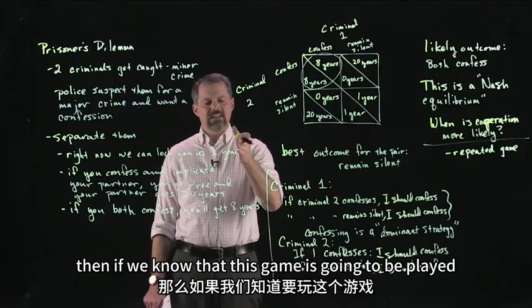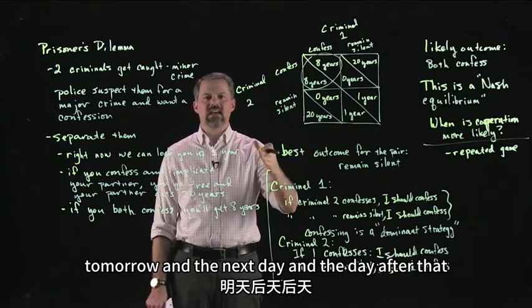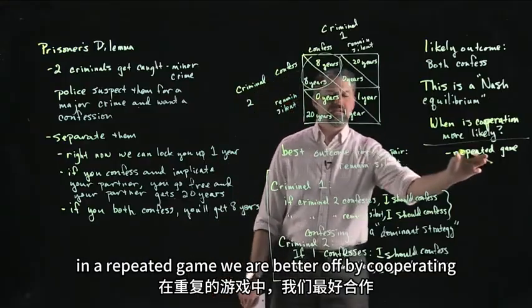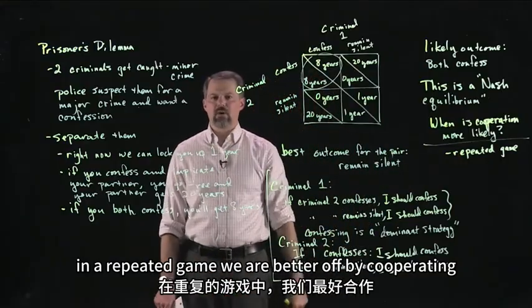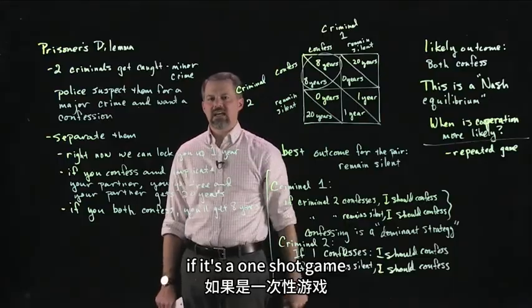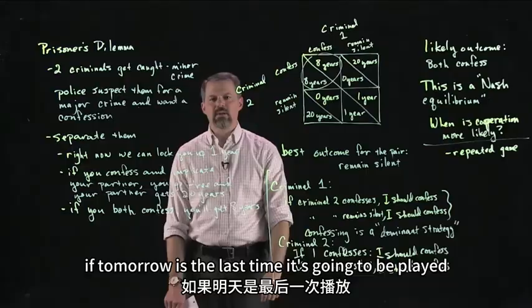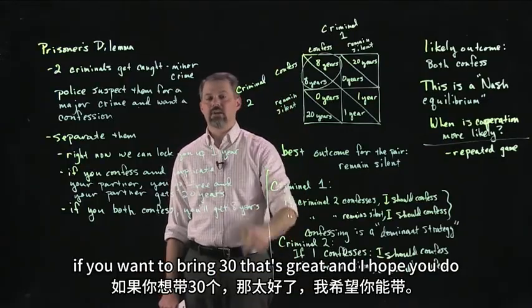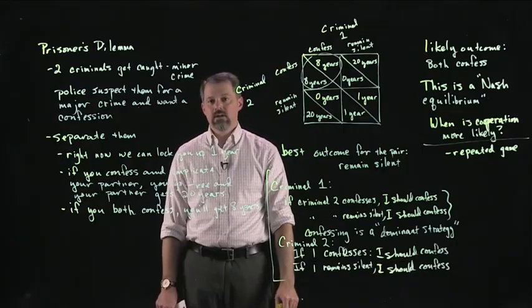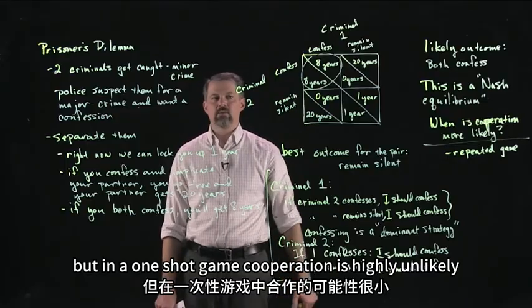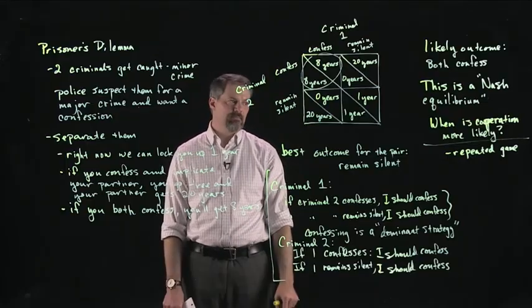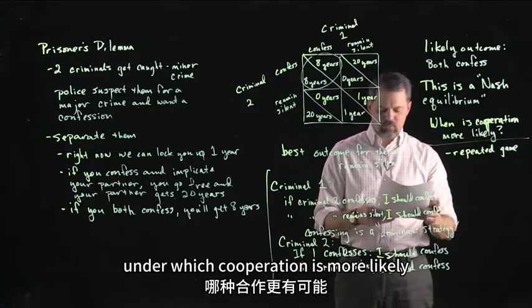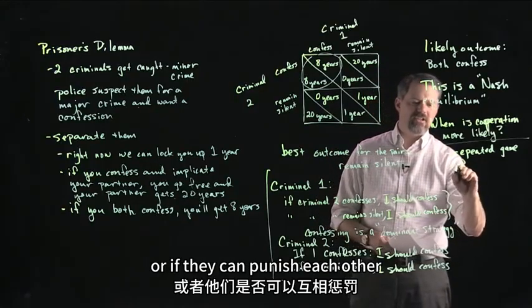Then if we know that this game is going to be played tomorrow and the next day and the day after that, we might be able to realize that in a repeated game, we are better off by cooperating. If it's a one-shot game, if tomorrow is the last time it's going to be played, then I'm going after that $2,000. If you want to bring 30, that's great, and I hope you do. But in a one-shot game, cooperation is highly unlikely. So that's one characteristic under which cooperation is more likely, or if they can punish each other.